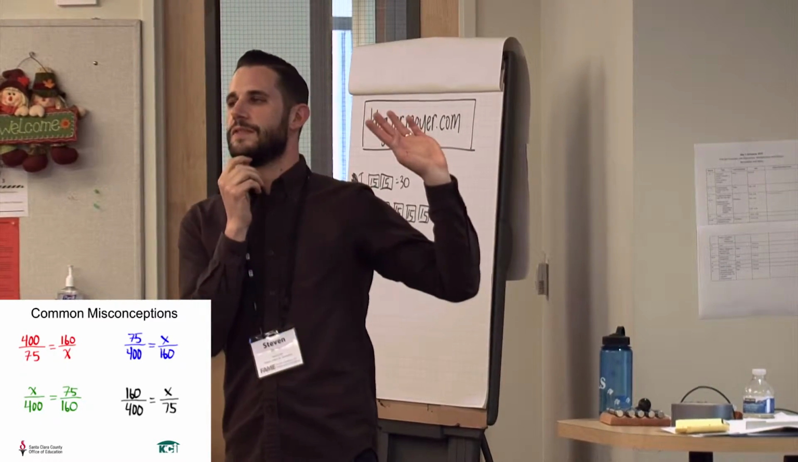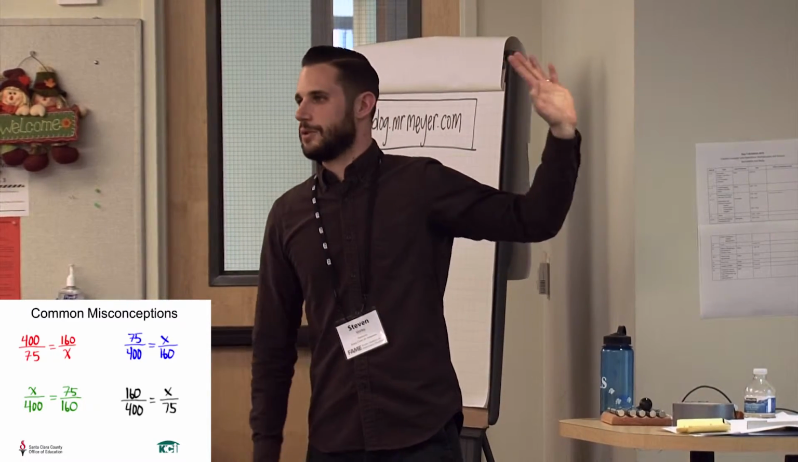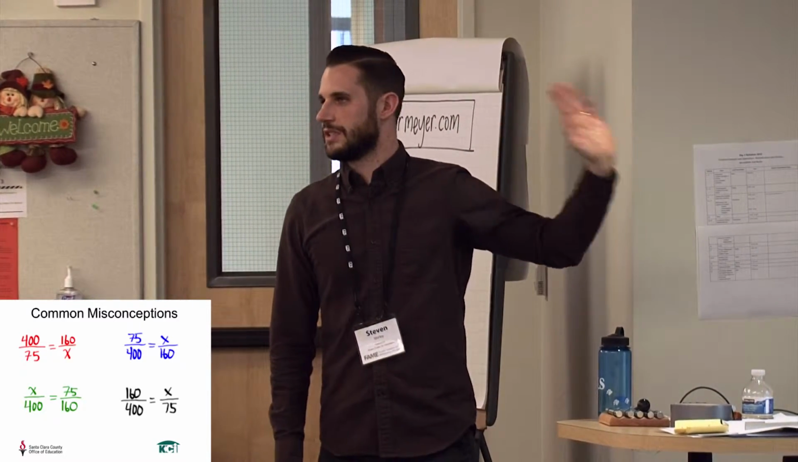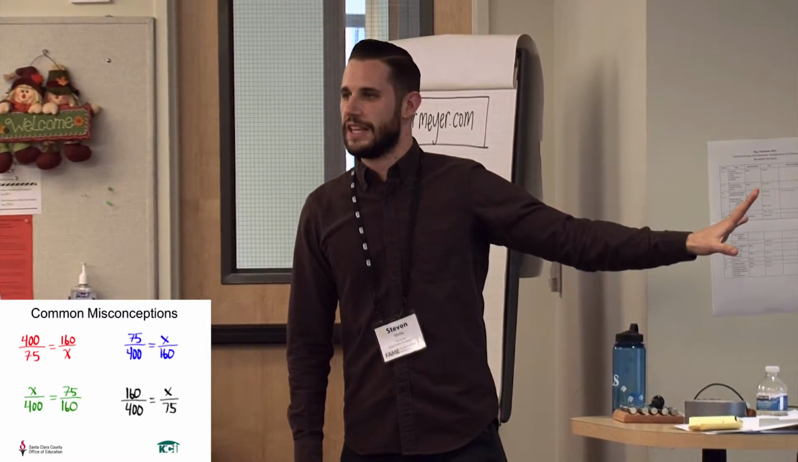The 75 should go with the 400, not the other. We can see the 75 should go with the 400 because the 75 is the outdoor time and the 400 is the outdoor distance, and those should be together. Do you want to challenge that?